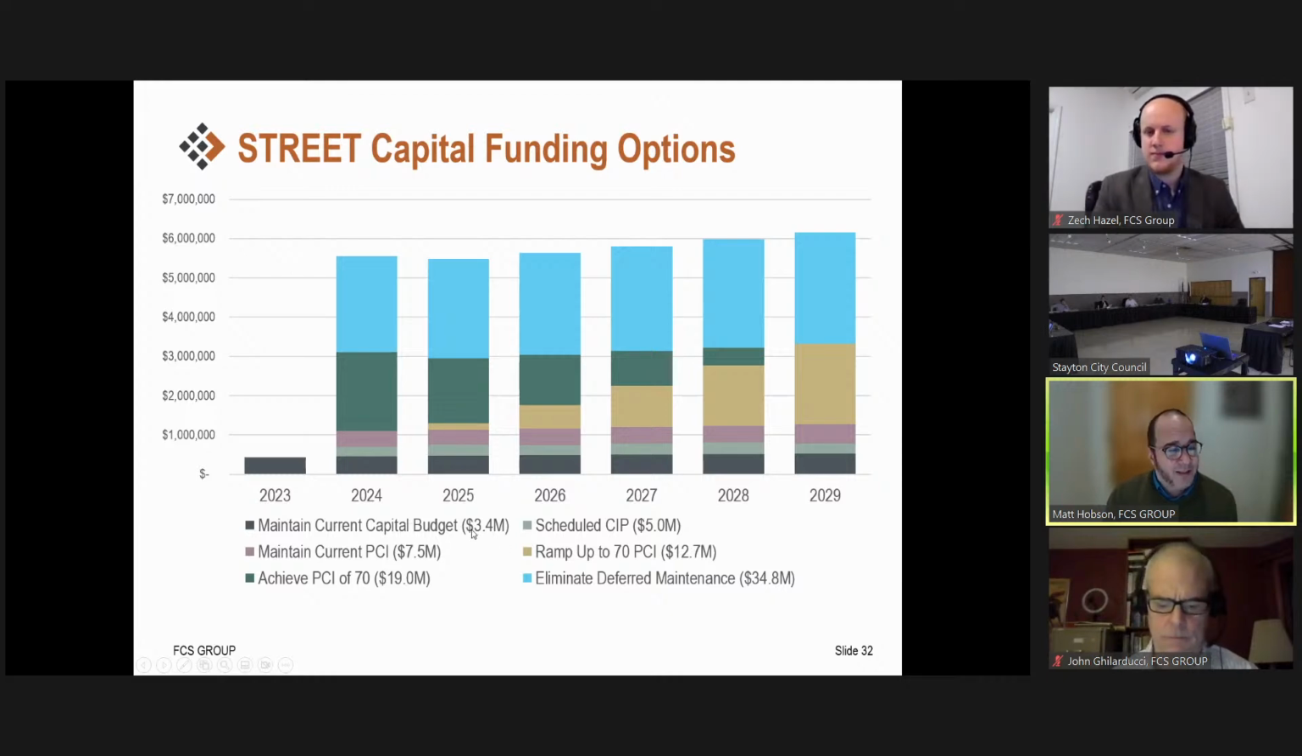I want to emphasize the key takeaway here is this level here, the lowest level, is what's currently being funded through the street utility. So it gives you an idea of the order of magnitude that would be required to achieve these levels of service.